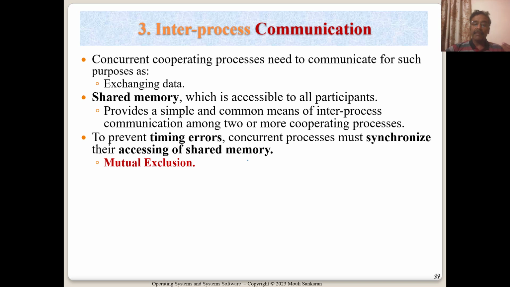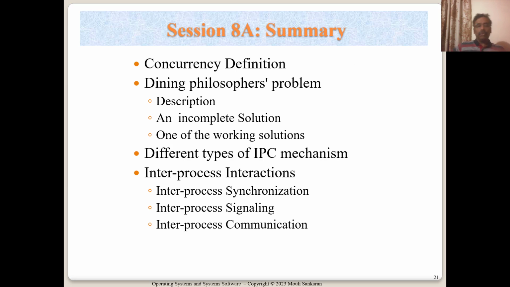Now, to prevent timing errors, concurrent processes must synchronize. Even when accessing shared memory, though two or multiple processes may be accessing it, they need mutual exclusion if they are accessing the same data. If they are accessing different parts of the shared memory, no issues. But if they are accessing the same piece of data, they need to be protected against each other, so that only one accesses the data at a time. So this is about interprocess communication mechanisms. We will catch up in the next lecture. Bye bye.